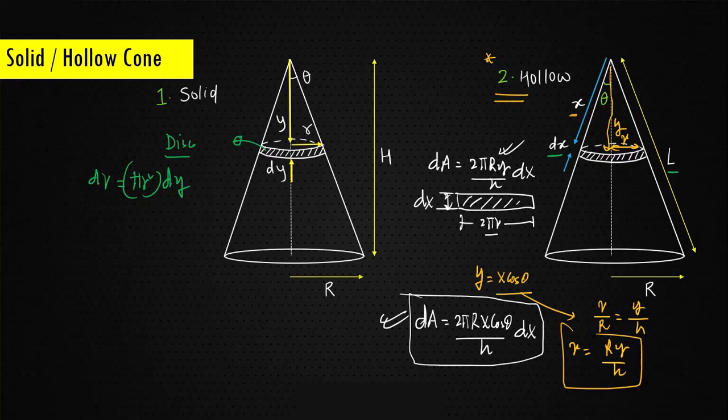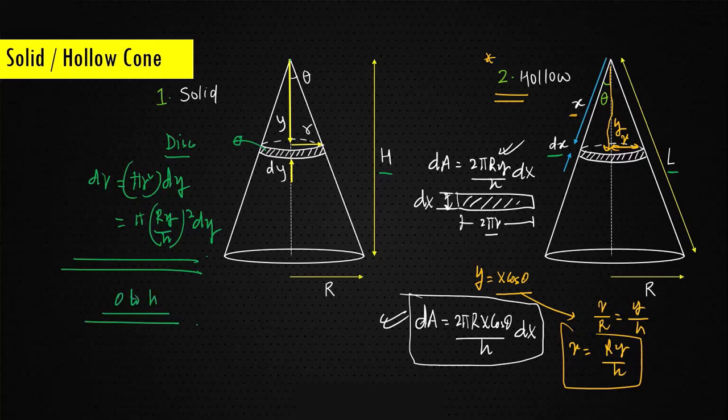Now what is r? r can again be written as capital R times y by h, whole square, into dy. So that means now dV becomes a function of y. In this equation, dV becomes a function of y, so you have to put the limit of y. The y limit starts from 0 to h. So the limit will be 0 to h. Okay, so this is the difference.